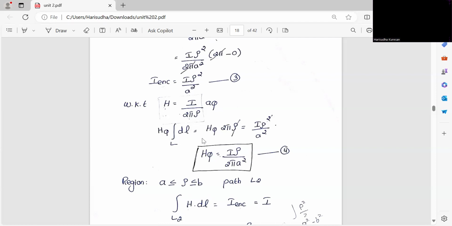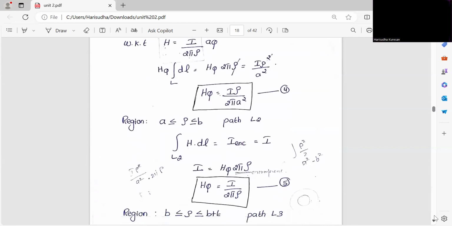So H dot dl will be equal to, rearranging, H phi 2 pi rho on one side and I rho square by a square on the other. Therefore, we can conclude H phi is nothing but I rho divided by 2 pi a square. One rho and the other rho get cancelled, because we have the same terms on the left hand side and right hand side. Therefore, H phi is I rho divided by 2 pi a square.